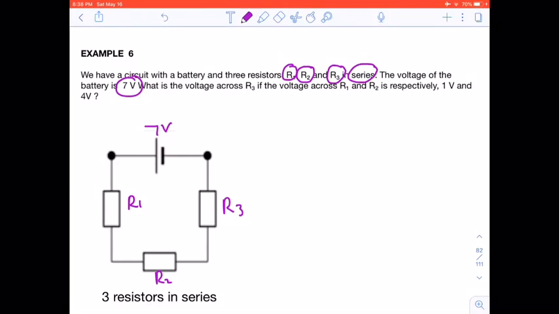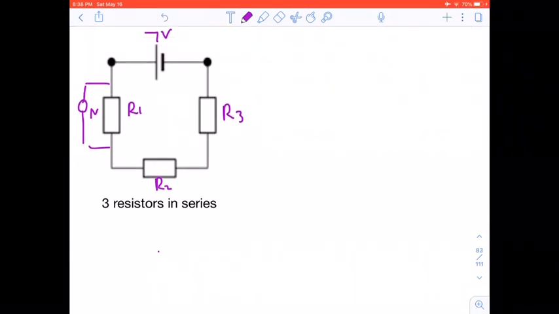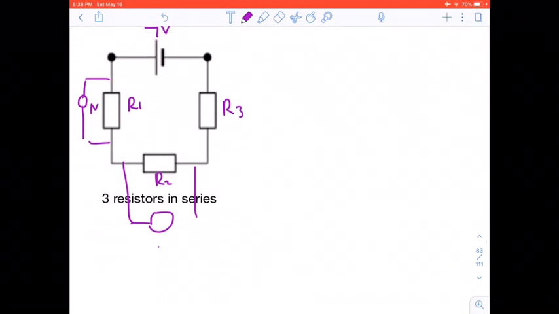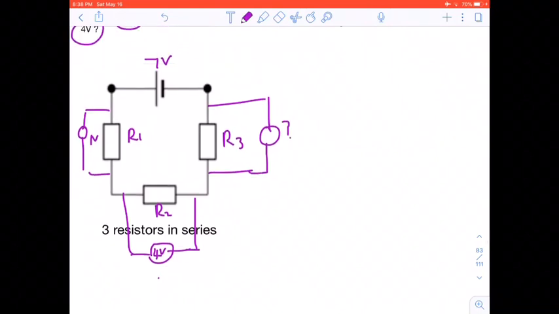If the voltage across R1 and R2 is 1 volt and 4 volts respectively. So here, if we have a voltmeter there and there, we're saying the voltage is 1 volt, and across this one and this one, the voltage is 4 volts, right? So if we put a voltmeter here, what would this voltmeter measure? We want to know that, but we know that this is 7 volts.